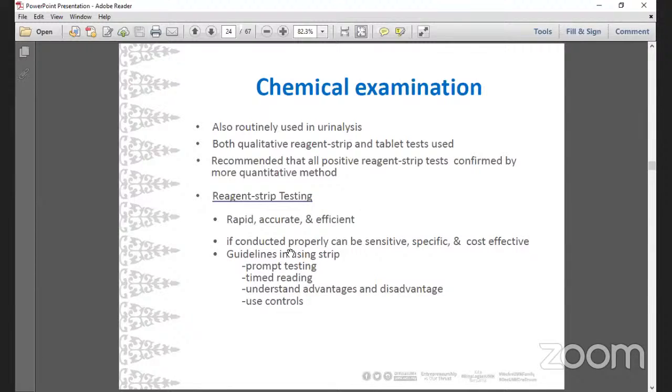Okay, for the chemical examination, this is routinely used in urinalysis. People usually rely on the urine strip test. The urine strip test is rapid, accurate, and quite efficient. If it is conducted properly, it is very sensitive and specific, and most important, the cost. I mean the price for the urine strip is only about 1 ringgit, I don't know the exact price. Okay, that's one.